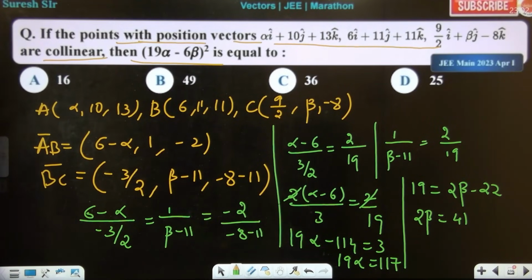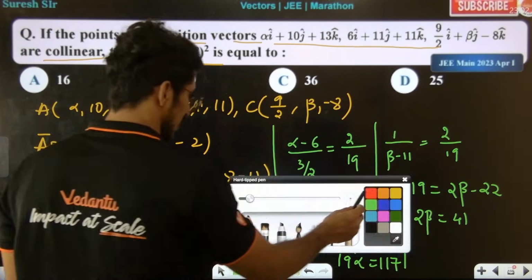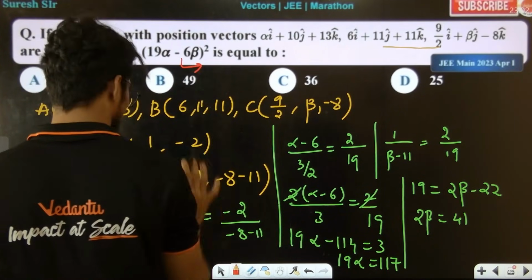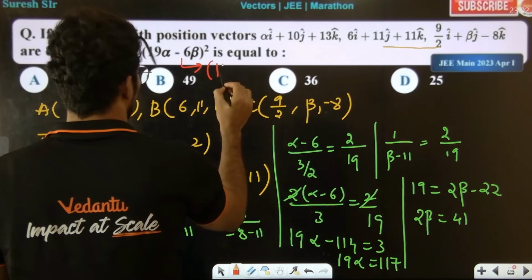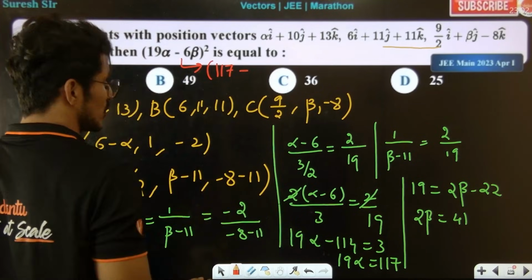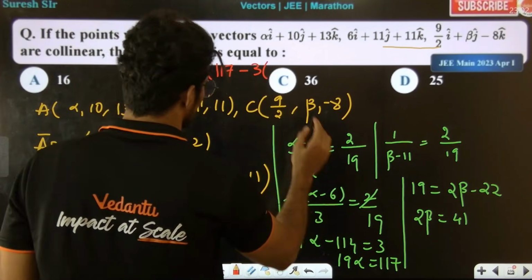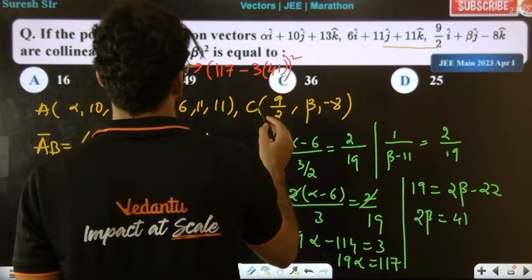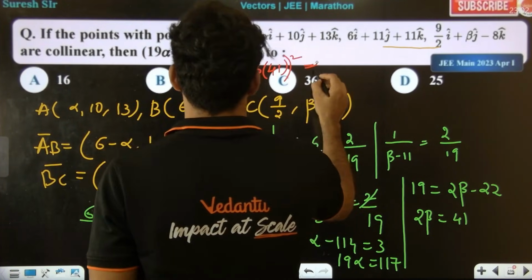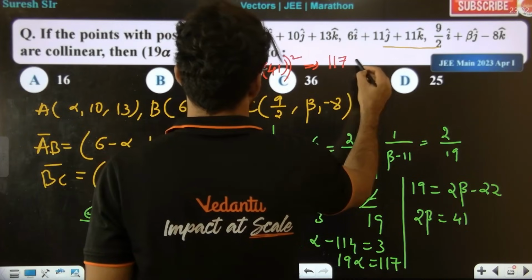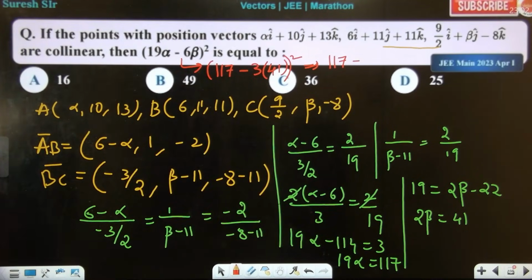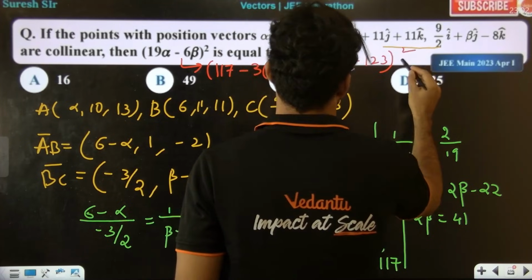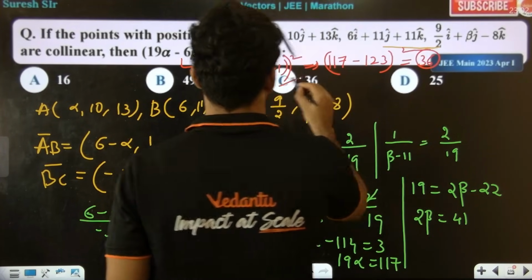Sir, I need 19 alpha minus 6 beta. Then 19 alpha means 117, minus 6 beta means 3 into 2 times beta, 41, whole square. Any doubts? Whole square. Cool. So 117 minus 41 into 3, 123, whole square, which is 36. Option C I am getting.